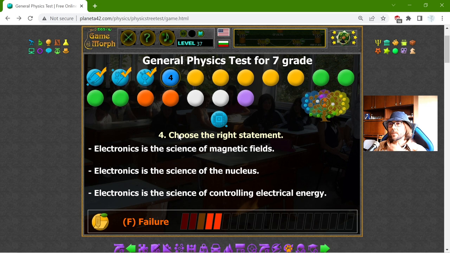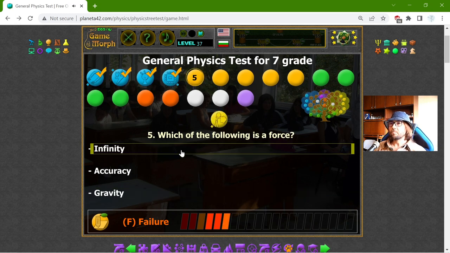What is the next field? The electronics. Electronics is the science of magnetic fields. Electronics is the science of the nucleus. Or electronics is the science of controlling electrical energy. I think it's the last one. Yep.